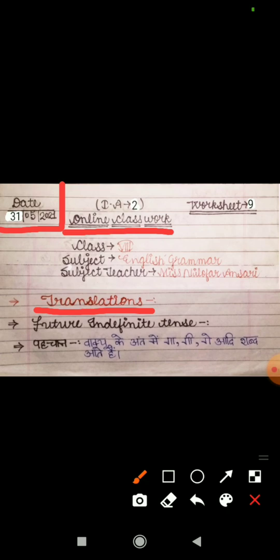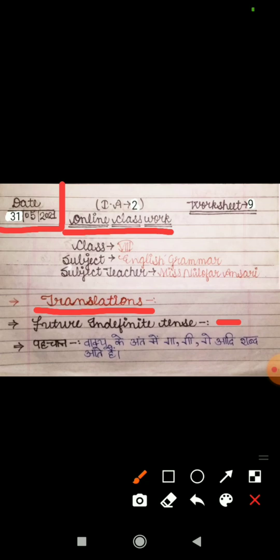There are three types, actually there are four types of future tense: future indefinite tense, future continuous tense, future perfect tense and future perfect continuous tense. But today we will do only three types of tense: future indefinite, future continuous and future perfect. First of all, let's see future indefinite tense, which is also called simple future tense.